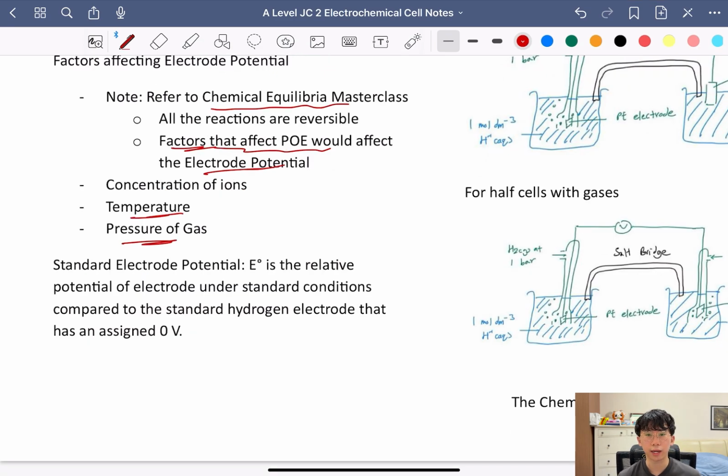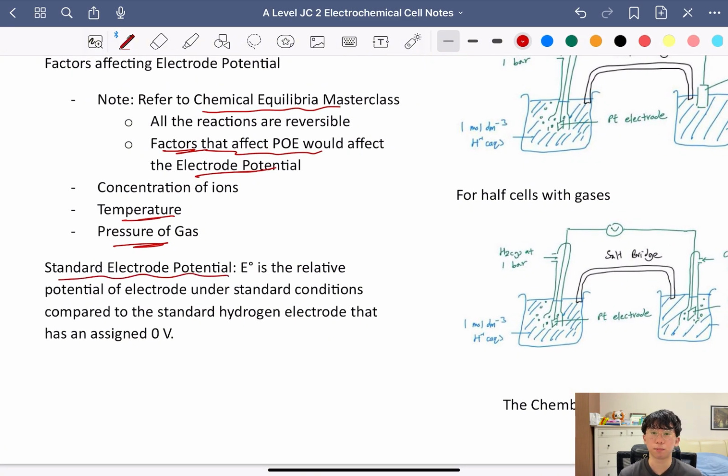Now, how do I actually measure my electrode potentials? Well, you can start off by understanding what the standard electrode potential is. This standard electrode potential, the E naught, this naught over here, is the relative potential of your electrode under standard conditions compared to the standard hydrogen electrode, or SHE, which has an assigned 0 V. Because there's an assigned 0 V, everything is relative to this standard hydrogen electrode.